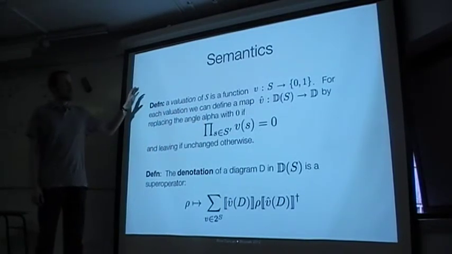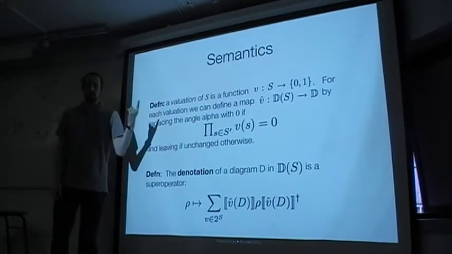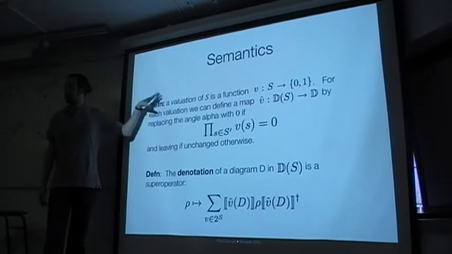Okay, so now I've got, for every diagram, if I do n conditional operations in it, I've now got 2 to the n diagrams, which will all be unitary embeddings. And this is giving me the branches of my computation.